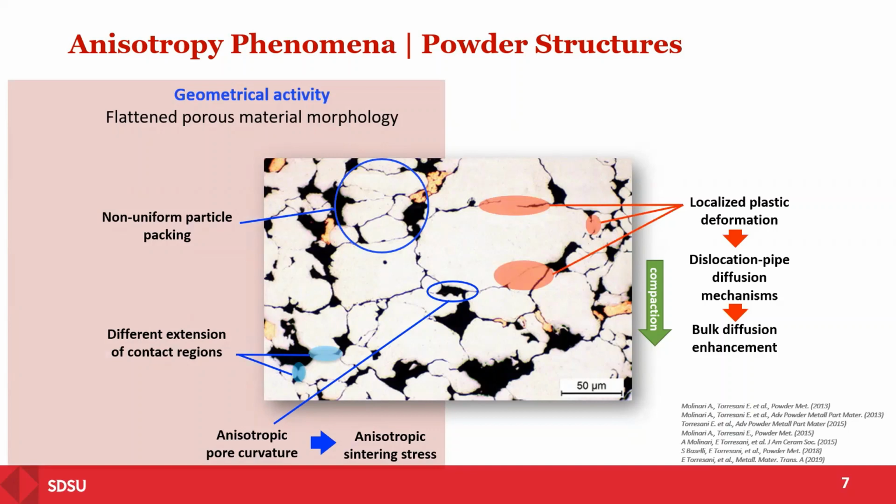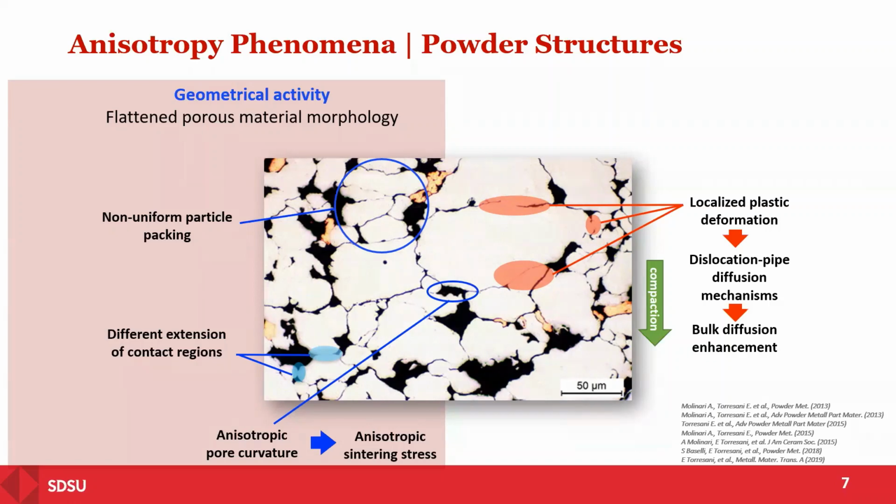On the other hand, here we had classical deformation, localized. And it's probably different from these different directions. So this localized plastic deformation can activate, specifically at the early stages of the densification, some specific diffusion mechanism that is defined as dislocation pipe diffusion.